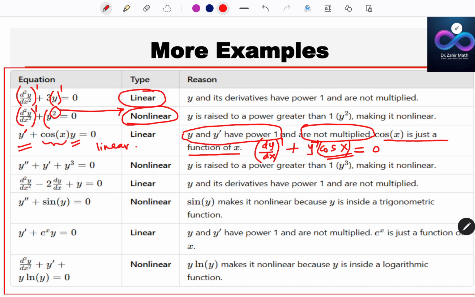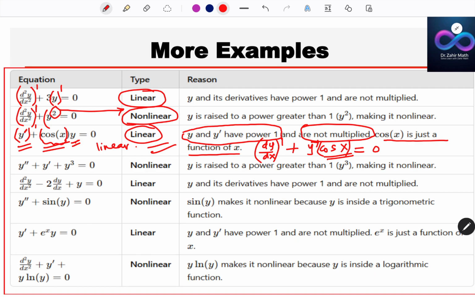Once again, let me restate. Look carefully: y dash plus cosine x times y. The power of y dash is 1. And is cosine x a dependent variable or an independent variable? Independent variable. And this y is also linear. So it's going to become a linear function. This is a linear function.